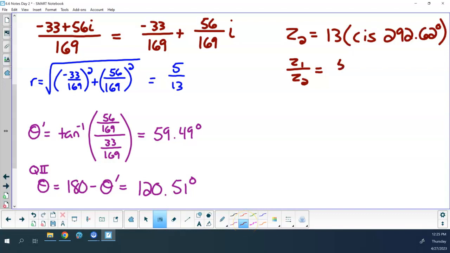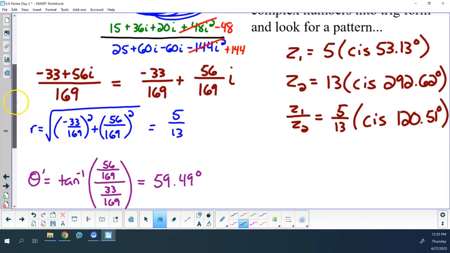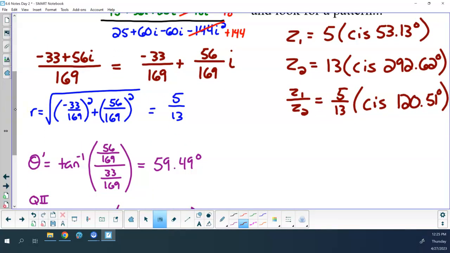I get 5/13 CIS of 120.51 degrees. Find me the pattern. There is one. Pattern for the R should be relatively easy. What is it? You just divide it, right? R1 divided by R2? Yeah.